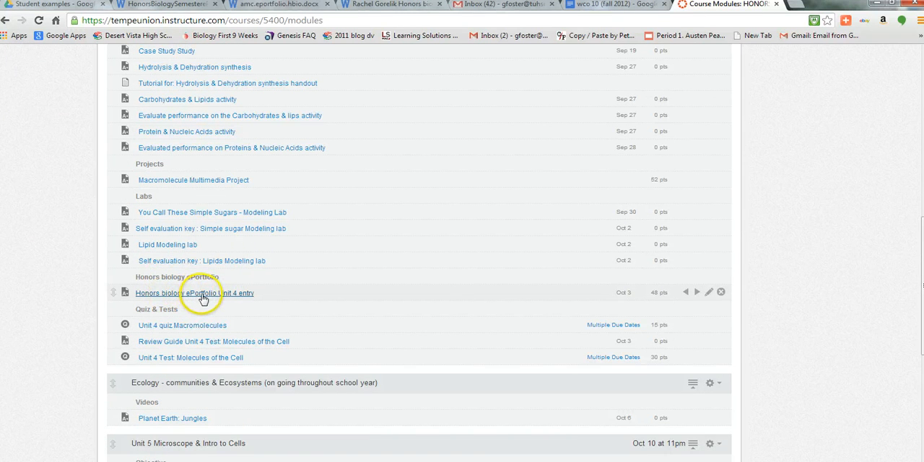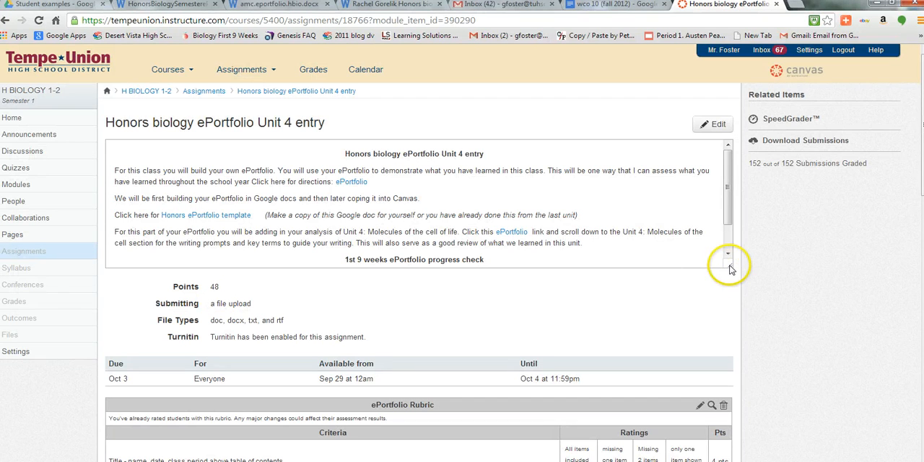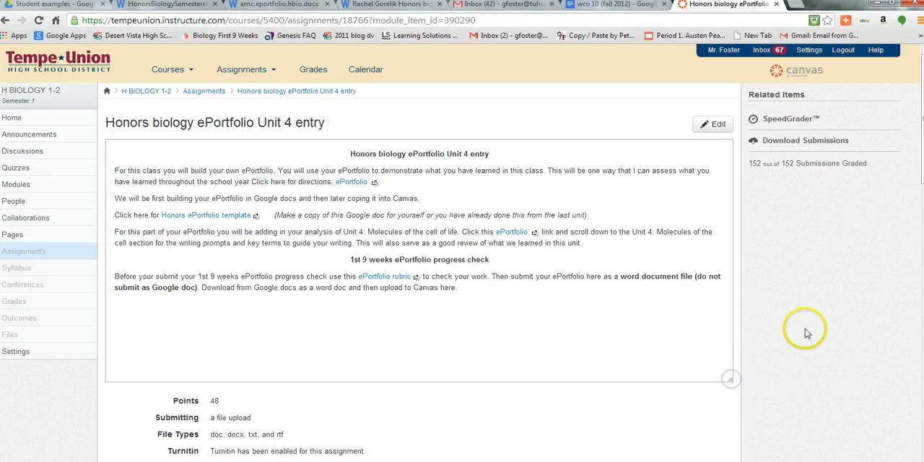It says Honors Biology Portfolio Unit 4 Entry. And so you can click on that right there, and then it should bring up the next page for you there. And you should be able to see the directions here. Let me pull it down a little bit.